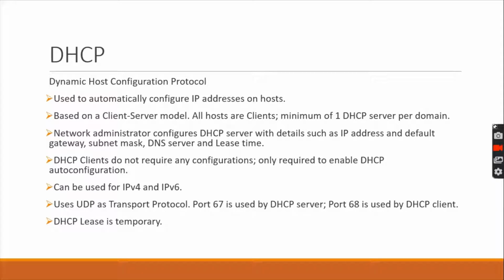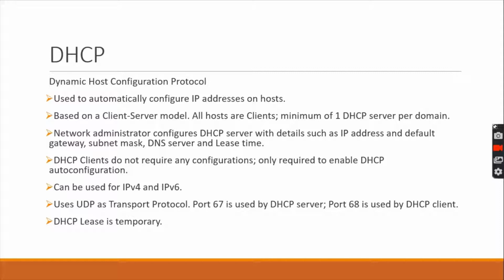DHCP is useful because it enables the network administrator to configure details such as IP address and default gateway, subnet mask, DNS server, and lease time only on the server. On the client side, he only has to enable DHCP auto configuration. DHCP can be used both for IPv4 and IPv6.